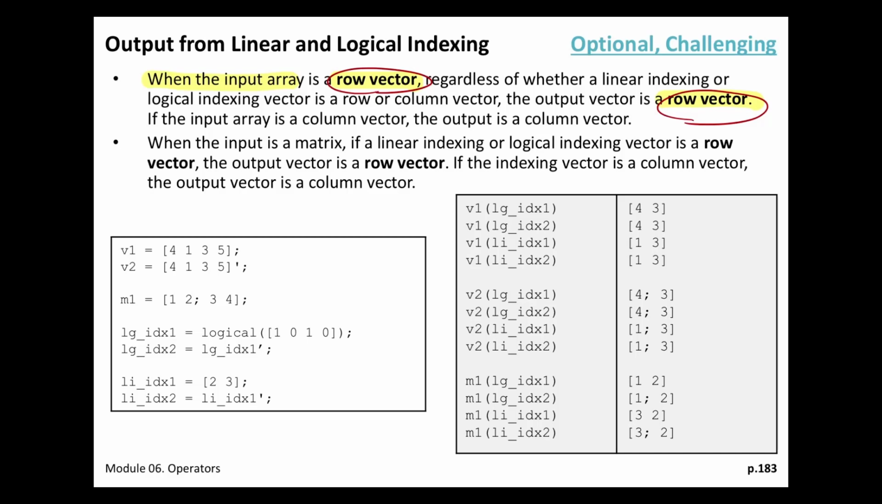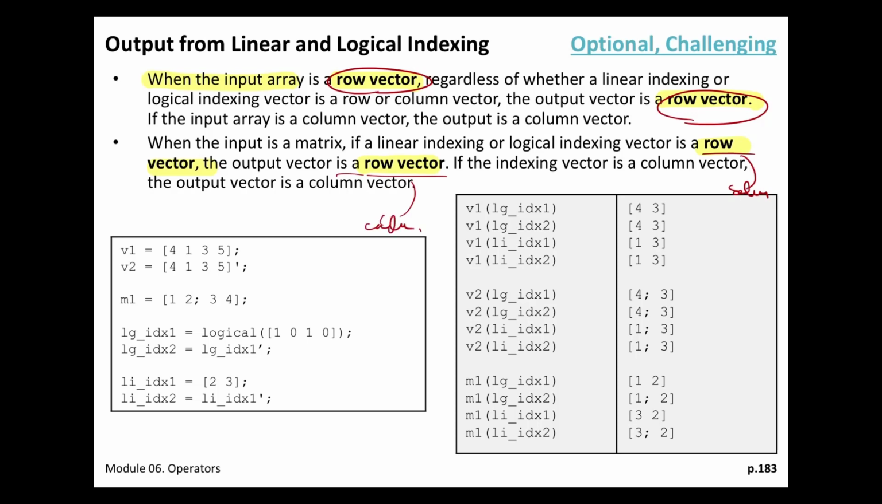But when the input is a matrix, if the linear indexing or logical indexing vector is a row vector, the output vector is a row vector. If it is a column vector, the output is a column vector.